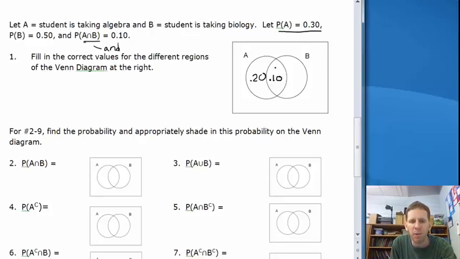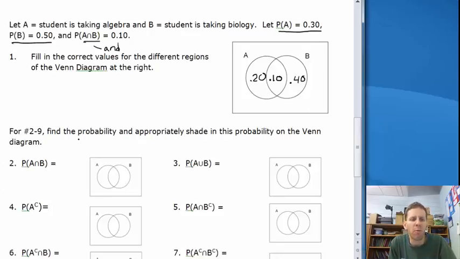So we basically have 10% of kids are taking both classes, just 20% of kids are taking just algebra, and then we have this region, the probability of B is 50%. That means everything inside circle B has to add up to 50. We've already accounted for 10%. That means there must be another 40% here for the entire circle B to add up to 50. Now, obviously, we have some students that are taking neither algebra nor biology. These are students on the outside, and we'll talk about them a little bit later on.